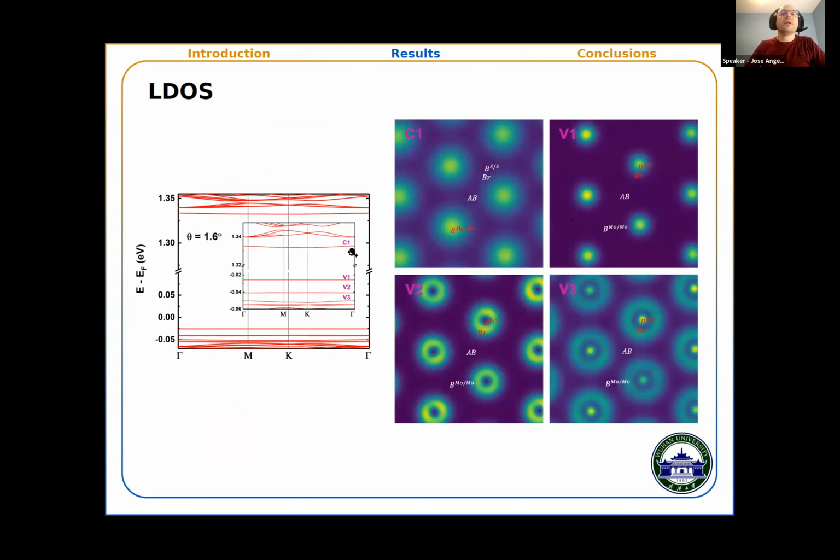So we would see, for example, that the flat conduction band is localized in the BMo-Mo positions, while the V1 is on the BSS, the V2 is more localized on the BR, and the V3 is more delocalized, but still around the BSS and BR positions.